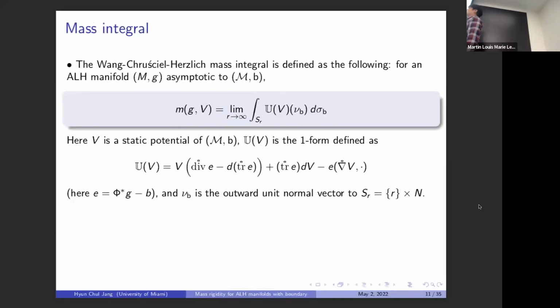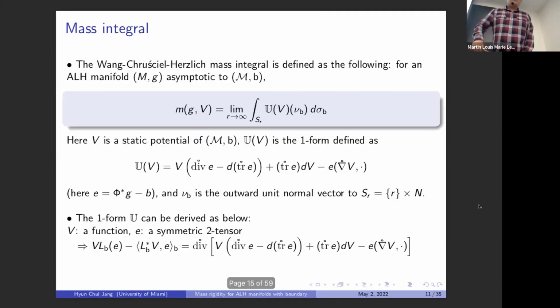All right. So now I'm going to define this mass integral by using this concept. We name this the Wang-Chruściel-Herzlich mass integral. It's defined by Xiaodong Wang's paper and Chruściel and Herzlich's paper, so we use this name, and it's defined as the following. If we have this ALH manifold asymptotic to M_B, then we define this mass related to the static potential V as a limit of this flux integral, with a one-form plugging in the normal vector. Here V is a static potential of M_B, and U_V is the one-form given in this way. Here we use E again; that's a different tensor of the metric. And nu_B is the outward unit normal vector.